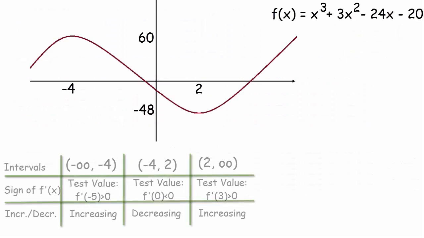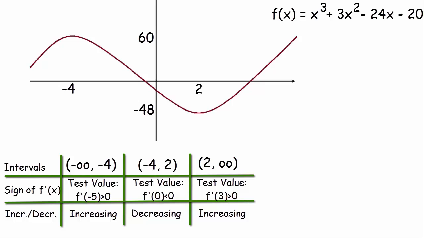The critical point x equals negative 4 is a relative max since on the left of negative 4 the function is increasing and on the right it is decreasing. For x equals 2 the function is decreasing on the left and increasing on the right. So by the first derivative test x equals 2 is a relative min.